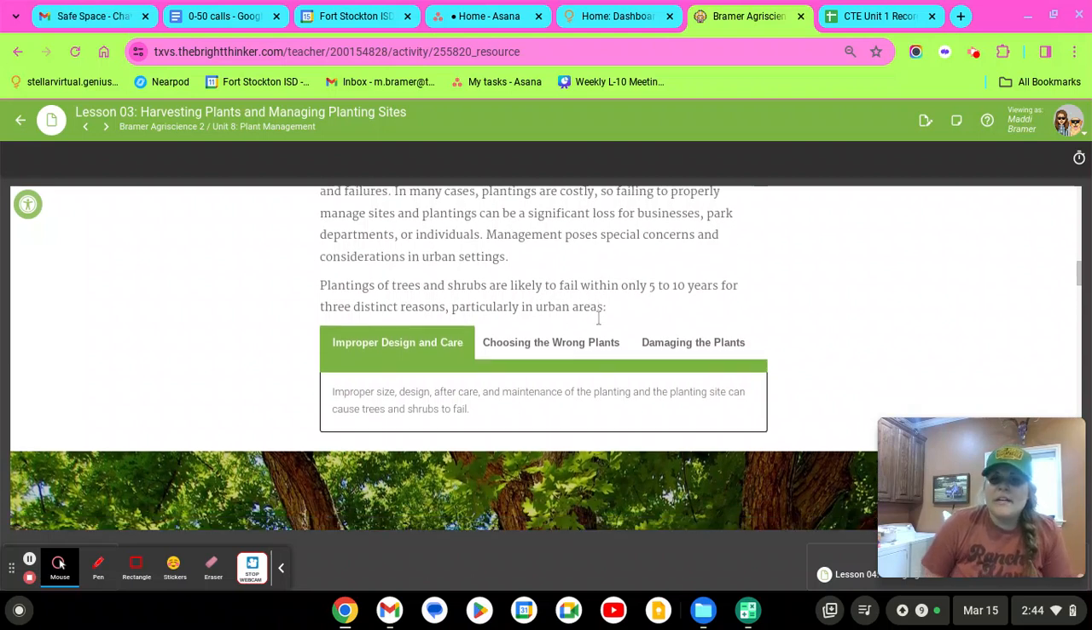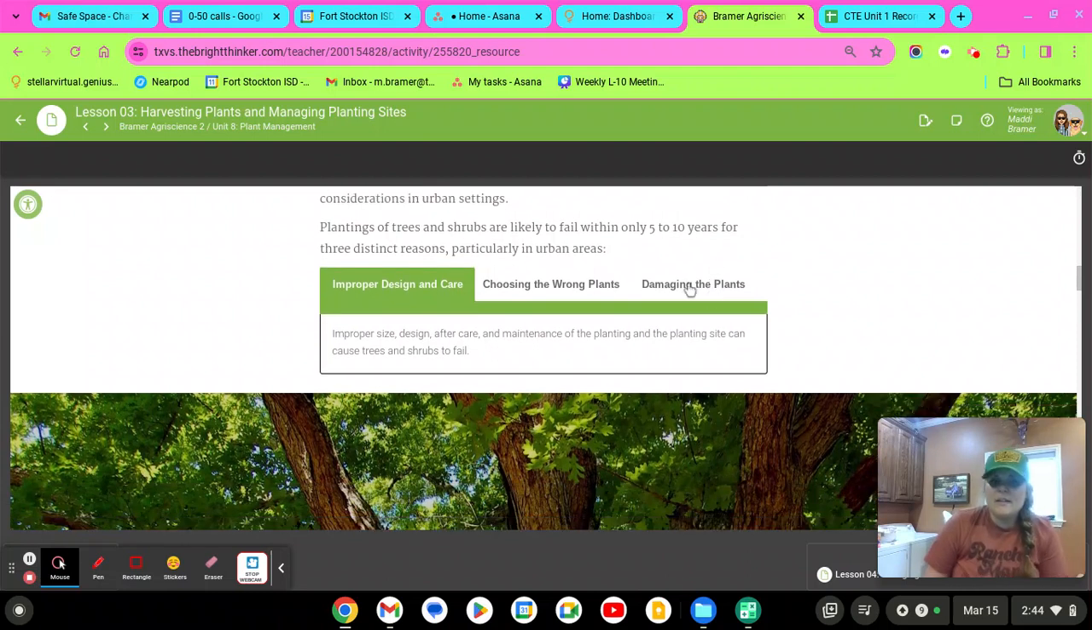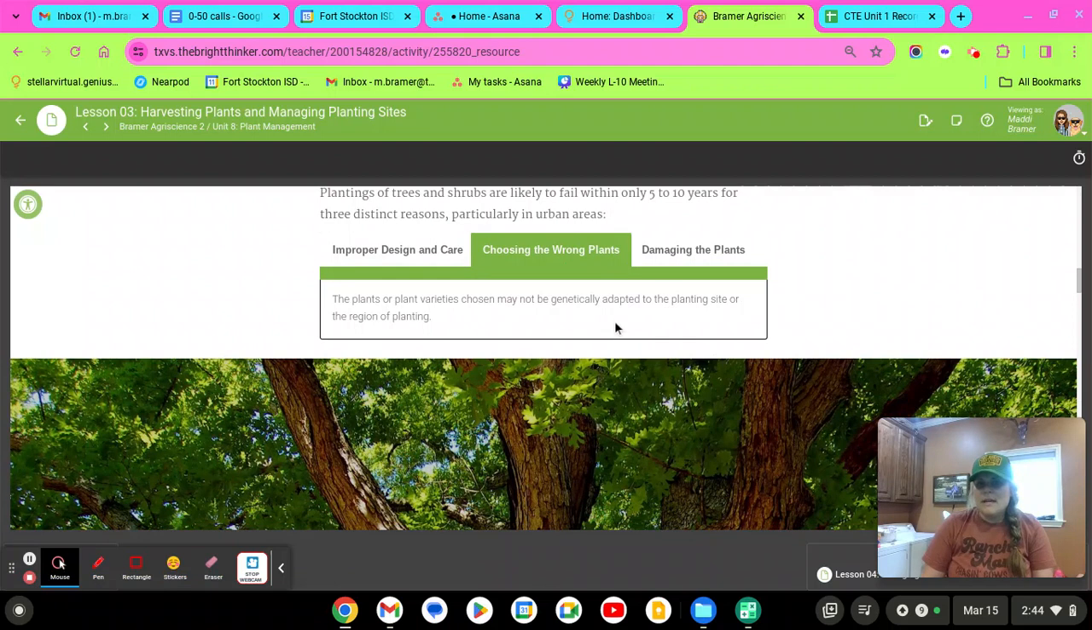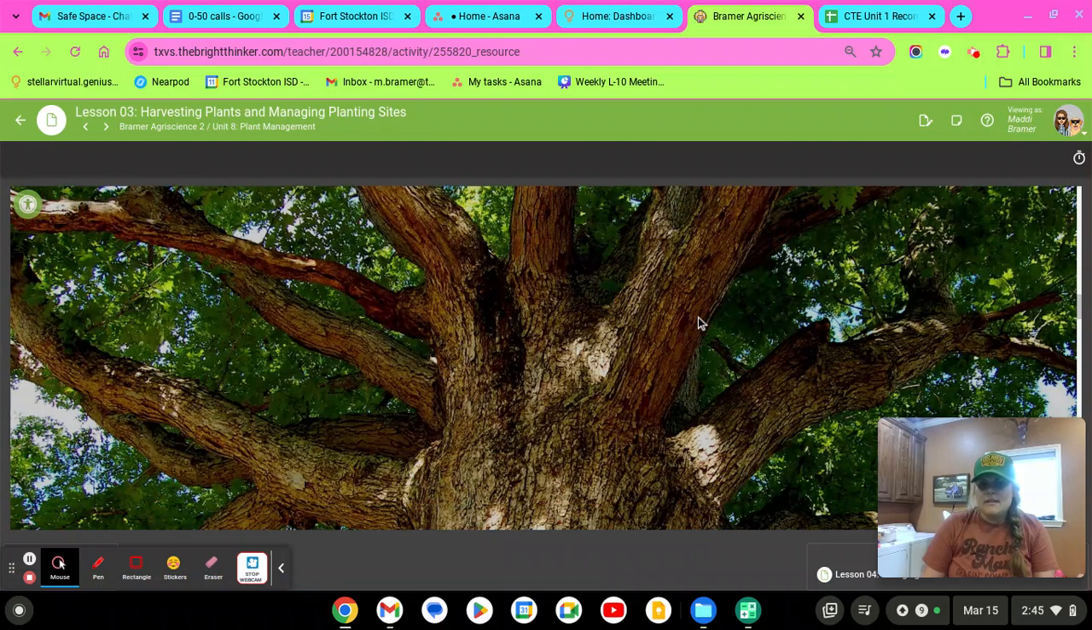So it says planting of trees and shrubs are likely to fail within only 5 to 10 years for 3 reasons in urban areas. So that's improper design. Maybe they plant it where they're not going to grow. They don't have enough sunlight. They don't have enough space for their roots. They choose the wrong plants, not knowing what's going to grow well in that area, and they may damage the plants in the process.